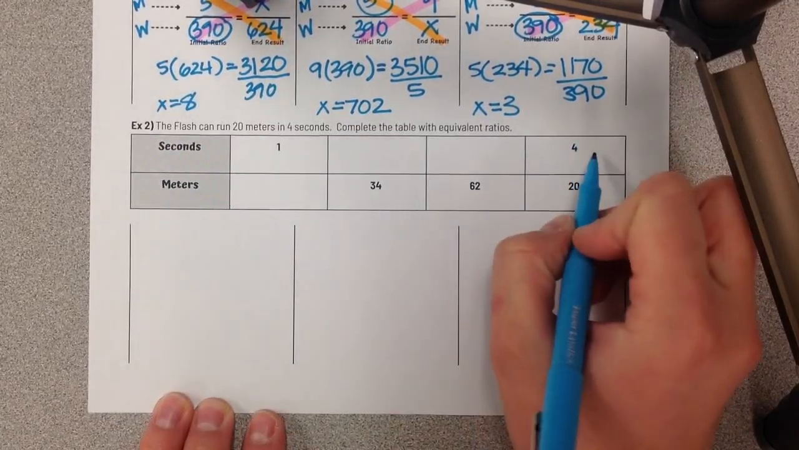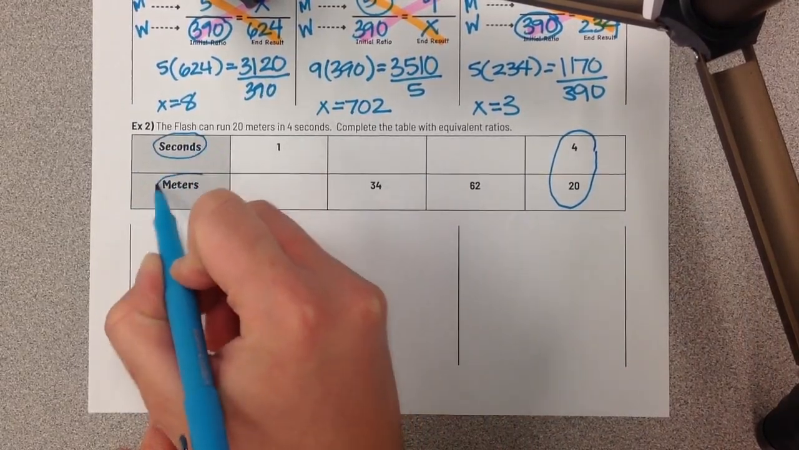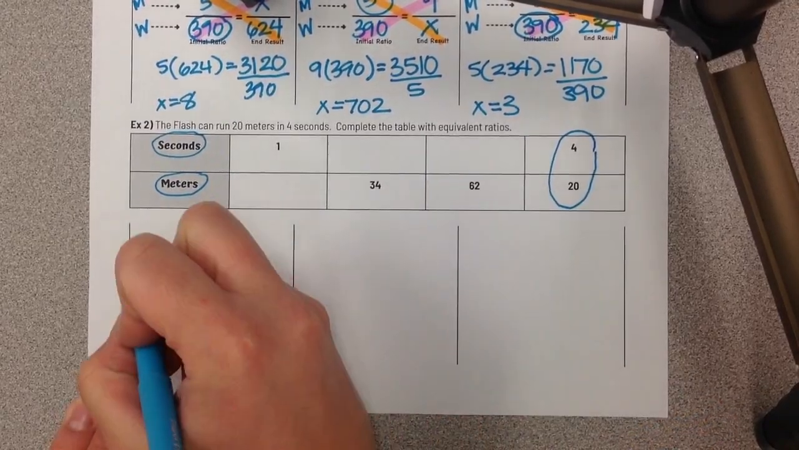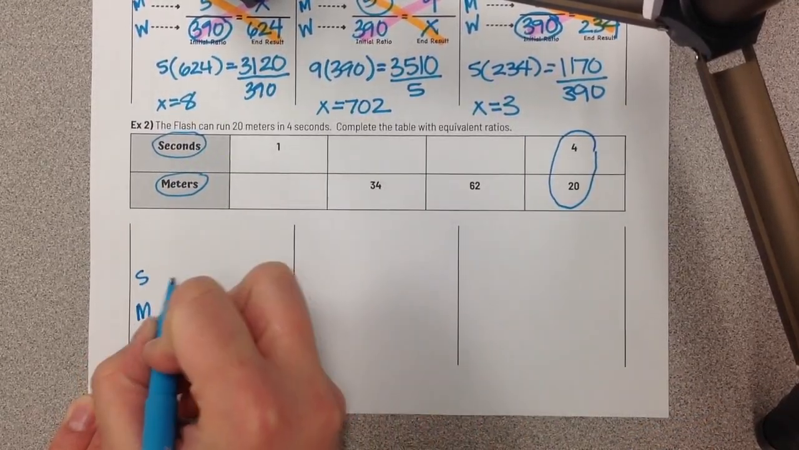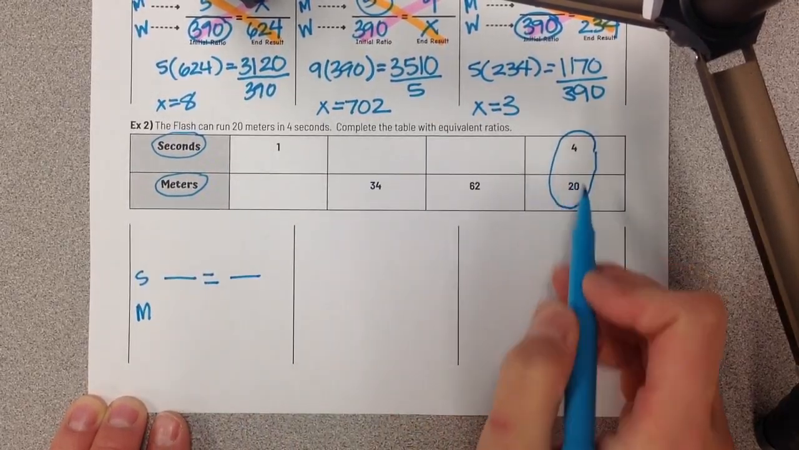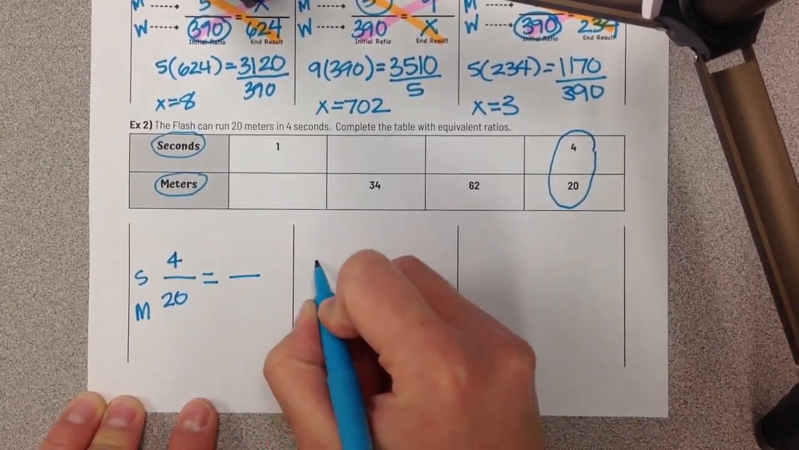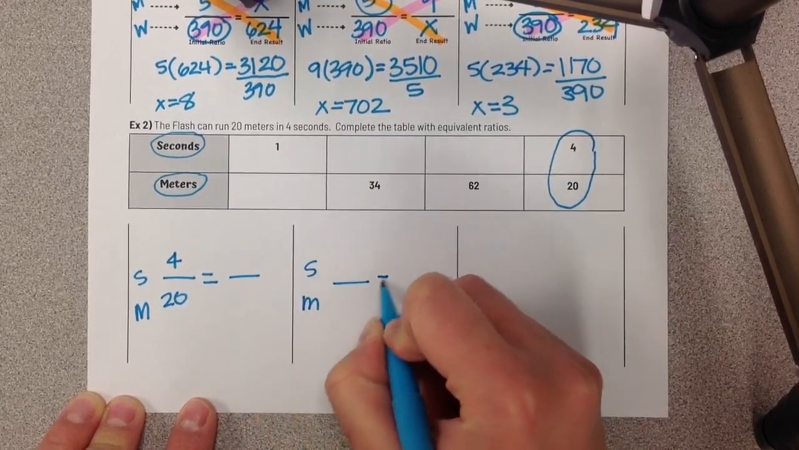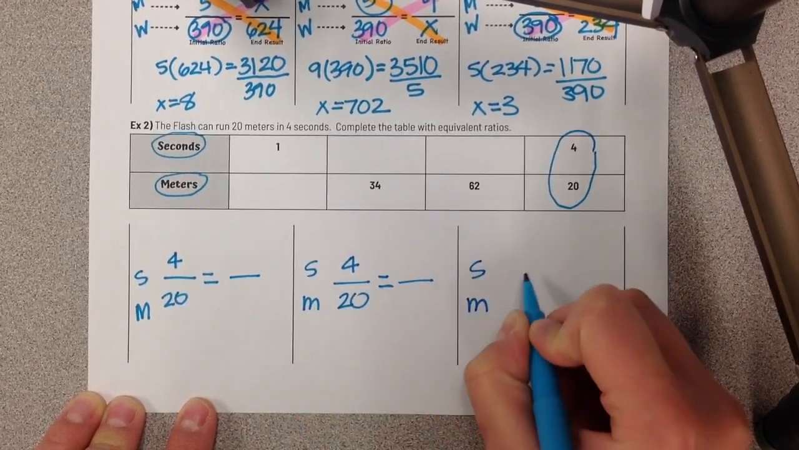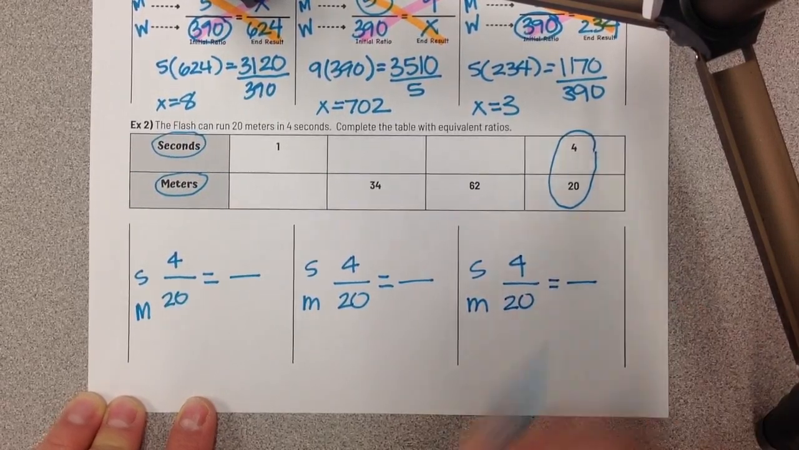So the Flash can run 20 meters in 4 seconds. Here's my initial ratio. I know that I'm dealing with the units seconds and meters, so I'm going to set up all 3 of these at the same time. My initial ratio is 4 seconds to 20 meters. I'm going to set that up for all three: 4 seconds, 20 meters.